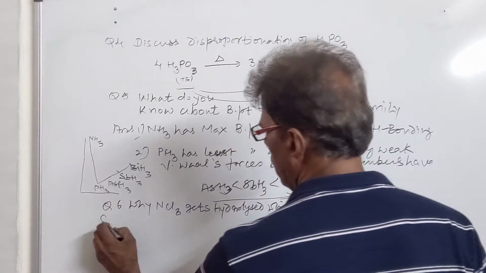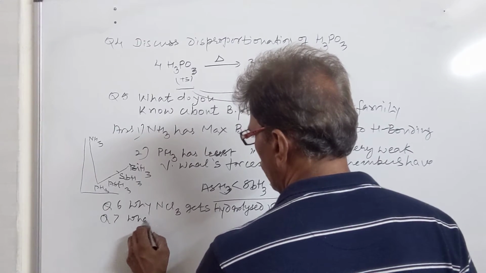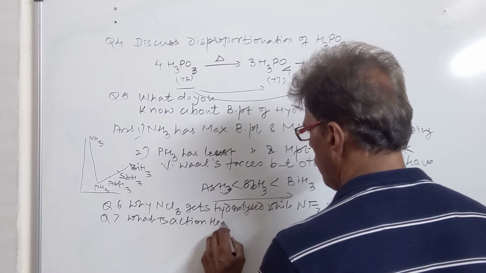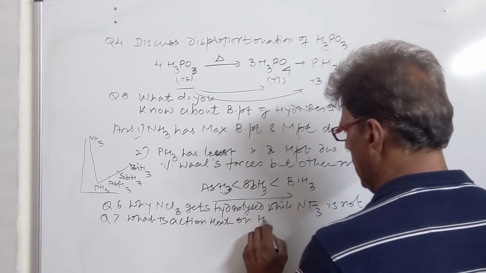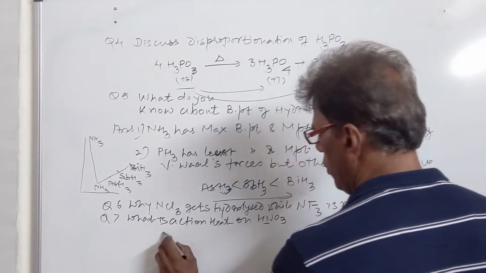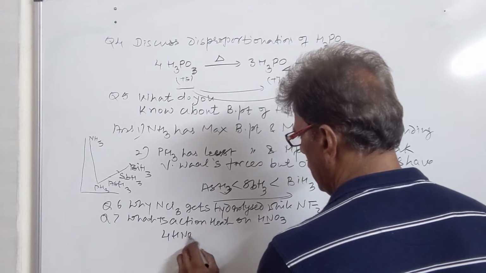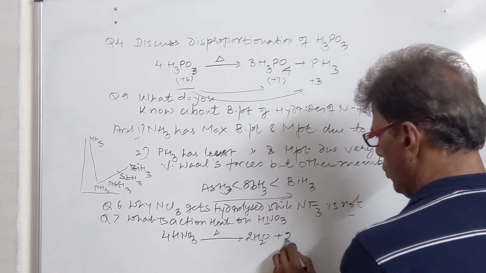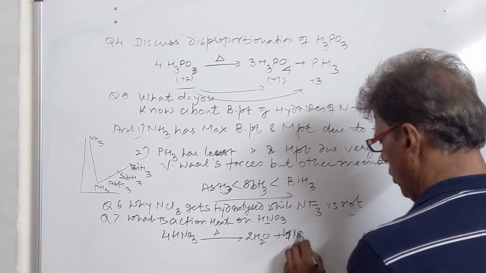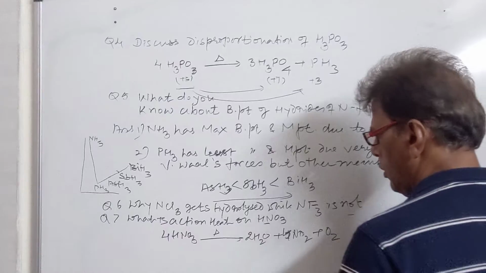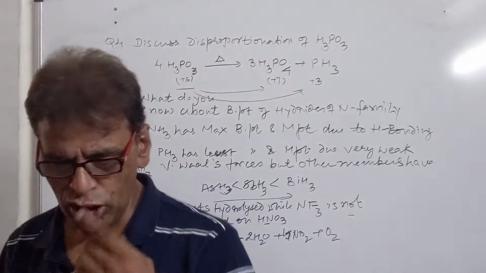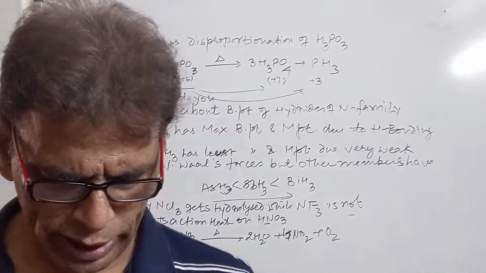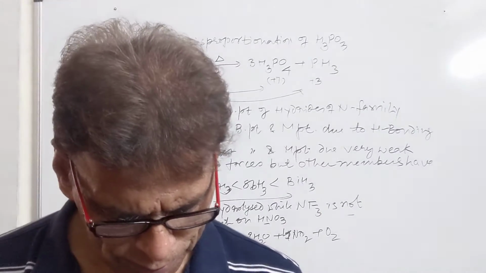Then we have the question, what is the action of heat on nitric acid? As we know, nitric acid on heating decomposes to give you 2 water molecules, 4NO2 and oxygen gas. So nitric acid on heating gets decomposed to produce water, NO2 gas and O2 gas.